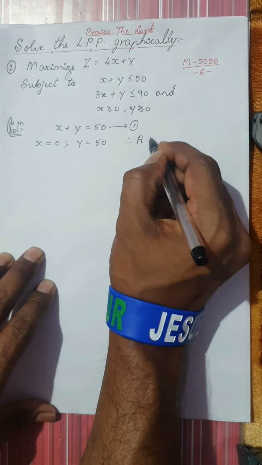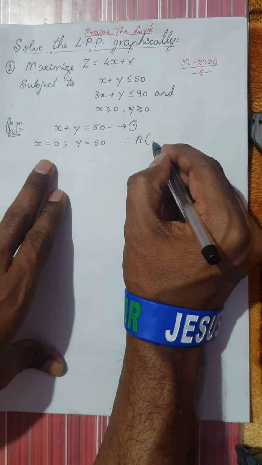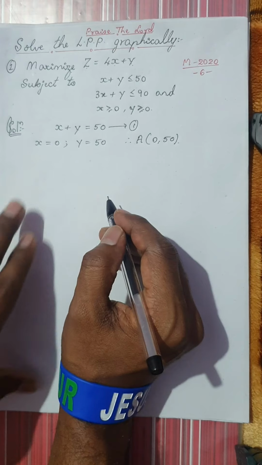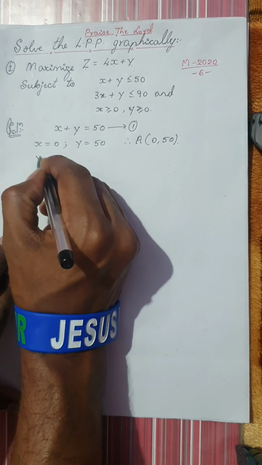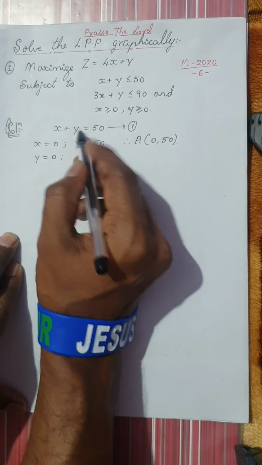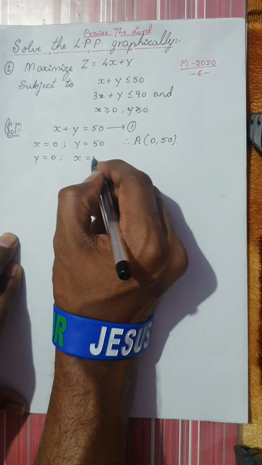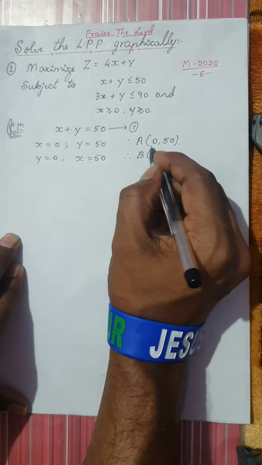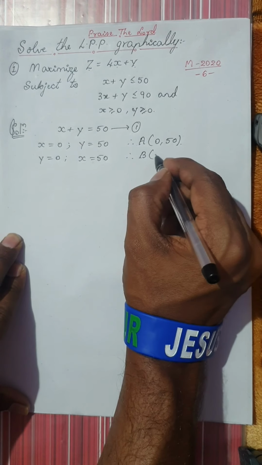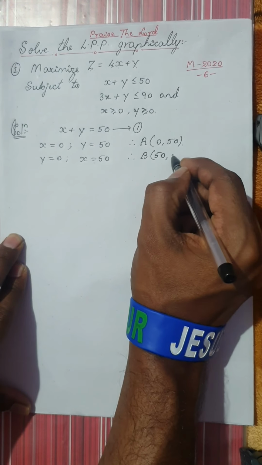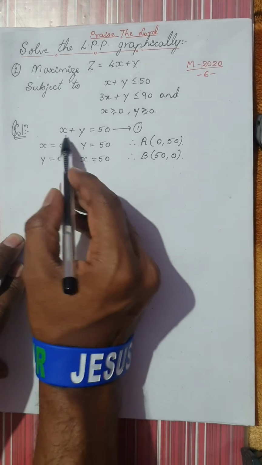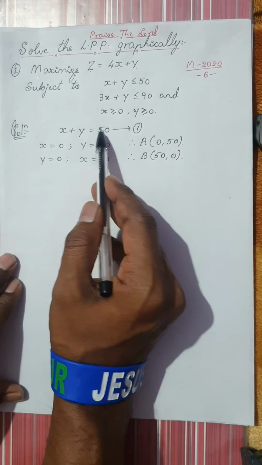Therefore, you are going to get a point. Let me take it as A. This point is x is 0 and y is 50. Very simple, isn't it? Now, put y as 0. If you put y is 0, you are going to directly get x is equal to 50. Therefore, B is, please be very careful, this is not 0 comma 50, because x is 50 here. So, x is 50 and y is 0. So the first inequality is converted into equality.